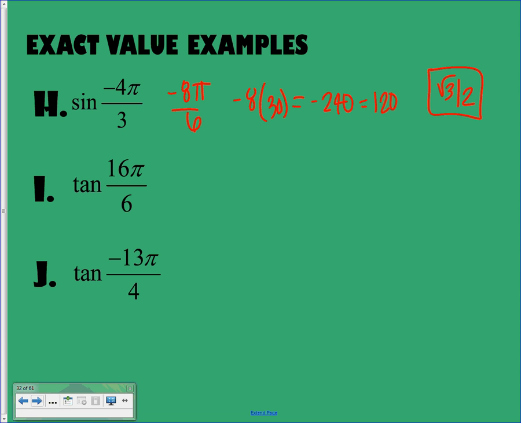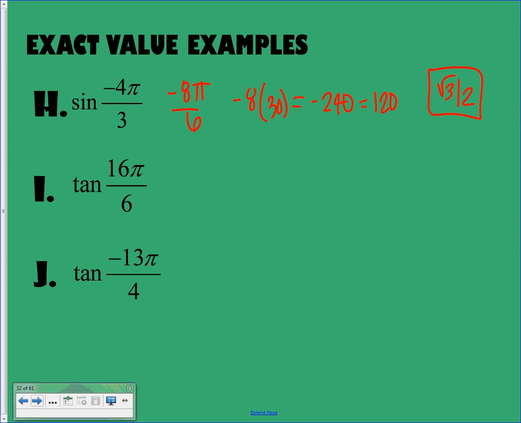Example I is tan of 16 pi over 6. Okay, so this one I would say, does it reduce already? Well, 16 pi over 6 would reduce to 8 pi over 3, so I just divided each of those by 2. I guess that doesn't really help me.